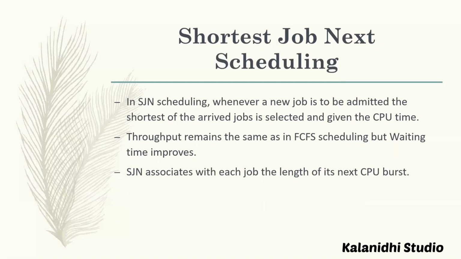Next comes shortest job next scheduling. In SJN scheduling, whenever a new job is to be admitted, the shortest of the arrived jobs is selected and given the CPU time. Throughput remains the same as in FCFS scheduling, but waiting time improves. SJN associates with each job the length of its next CPU burst. CPU burst is the CPU time required by a job to execute its continuous executable part. Always remember it.